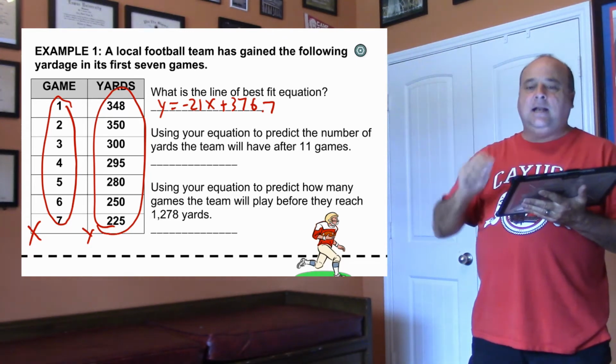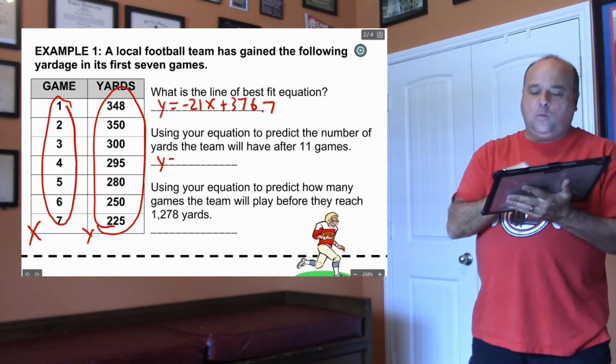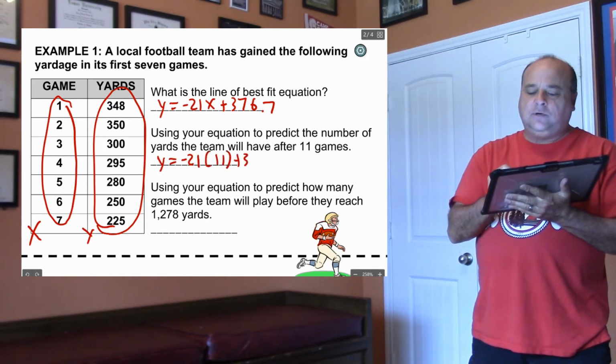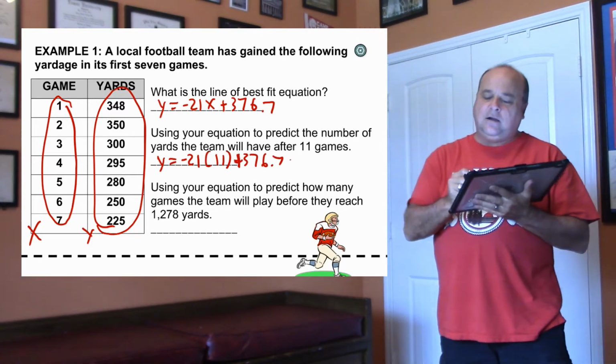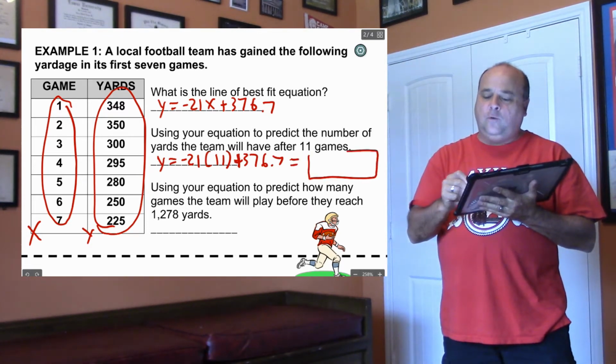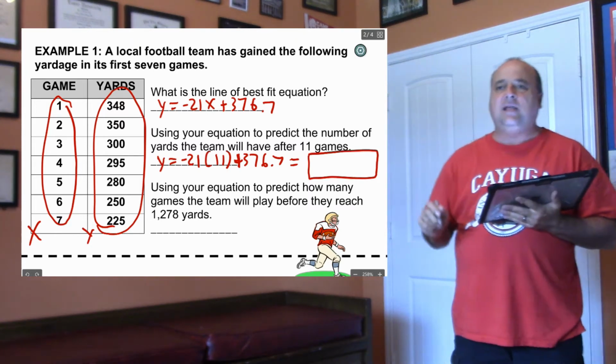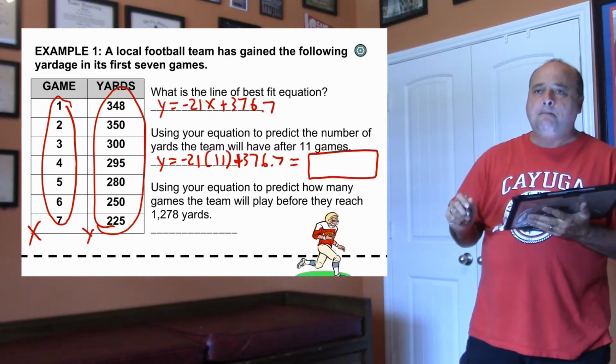Now then, predict 11 games. So we're going to write down y equals negative 21 parentheses 11 plus 376.7. You're going to type that into the calculator, and I'm not going to do it for you, but just do it, and that would give you the estimate for 11 games.